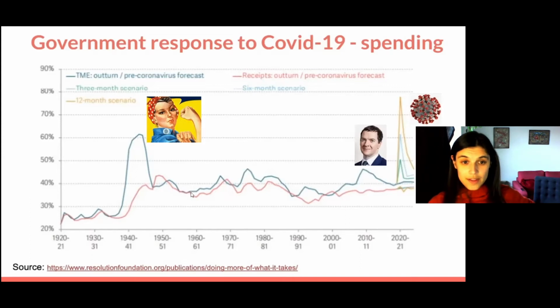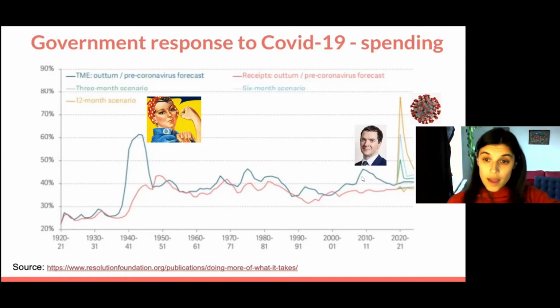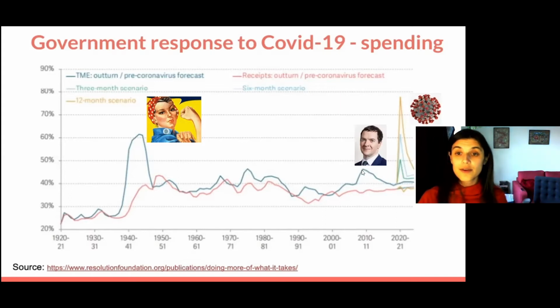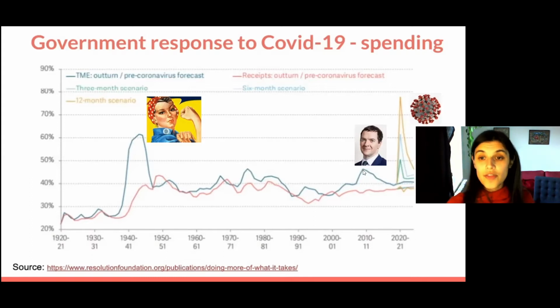After that, things stayed relatively constant around here. Up until 2008, this is where 2008 was, in the last financial crisis. At that point, spending went up fairly dramatically. And the reason for that was partly the bank bailouts, but also partly because there was increased unemployment. So there needed to be significantly more spending on social security or job seekers allowance, that kind of thing, to support people in response to this crisis.